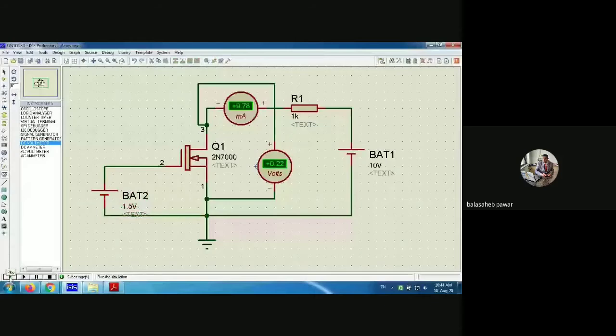The current is 9.78 milliamperes. Now it will remain somewhat constant because of this 1 kilo ohm resistor connected in series with the 10 volt supply, so this resistor will limit the current to 10 milliamperes. It will not allow more. The voltage drop across the transistor comes down to 0.2 volts.